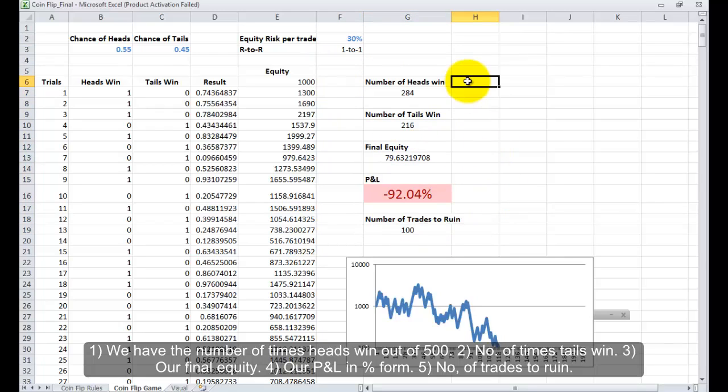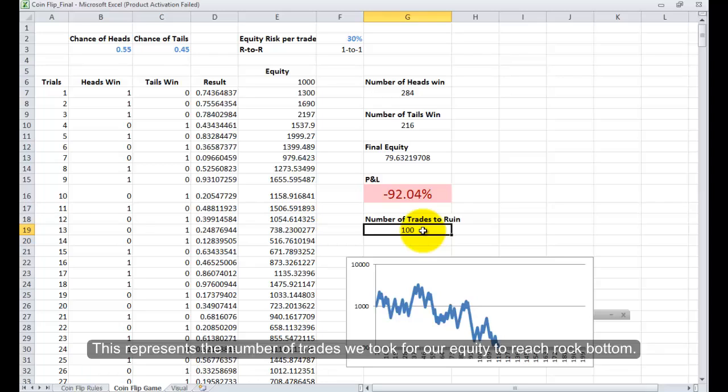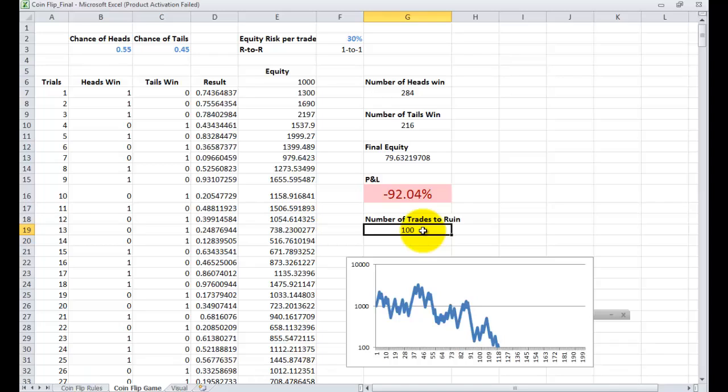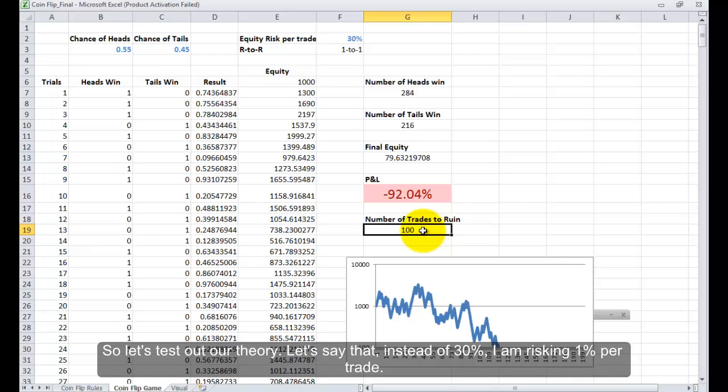First, we have the number of times heads wins out of 500, number of times the tails win, and our final equity, our P&L in percentage form, and the number of trades to ruin. This means how many trades we took for us to hit rock bottom. Let us visualize this for a moment. If the chance of heads is 55% and the chance of tails is 45%, and we are always betting on heads to win, in the long run, our net P&L should be positive. So let's test out our theory.